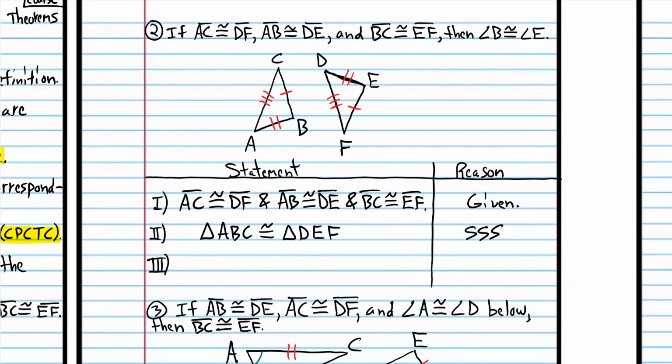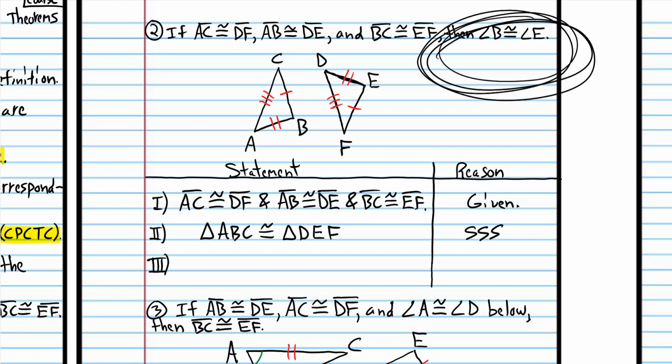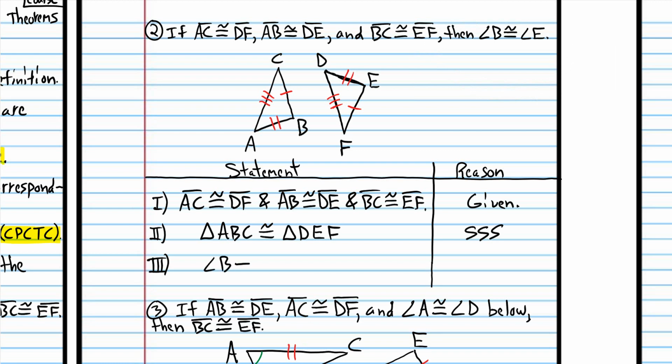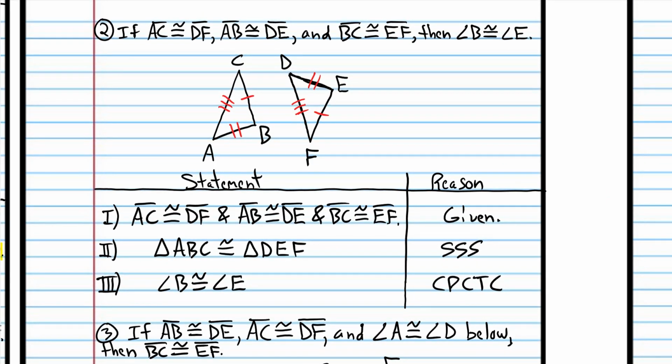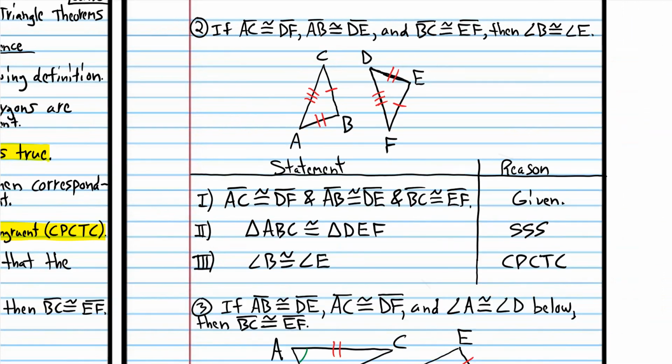So now we know the triangles are congruent by the SSS postulate, and now we can say that angle B is congruent to angle E by CPCTC. So again, we're just doing the exact same thing that we did in previous classes. The only difference is we have one more step. If we know the triangles are congruent, then we know corresponding parts are congruent. And if corresponding parts are congruent, that means that angle B must be congruent to angle E.